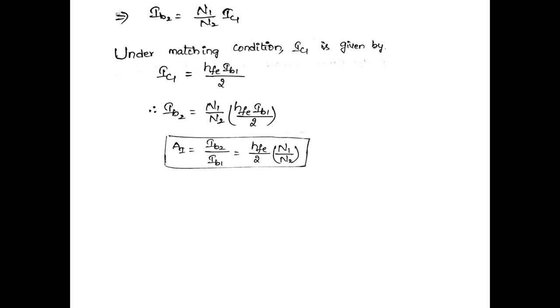Therefore, we calculate the current gain AI, which is equal to IB2 divided by IB1. From this equation, IB2 divided by IB1 gives N1 by N2 into HFE by 2.